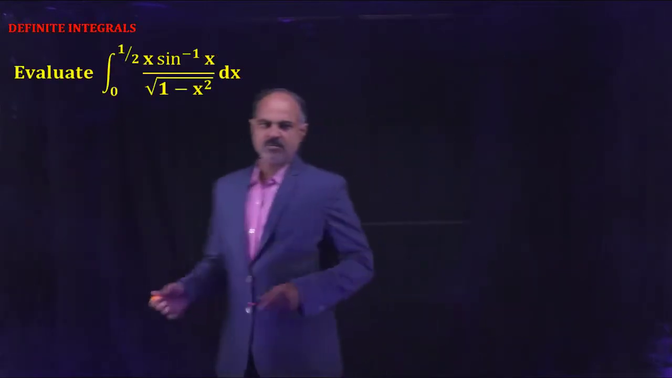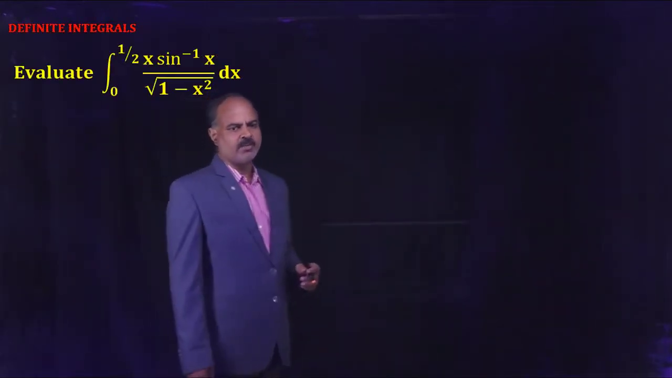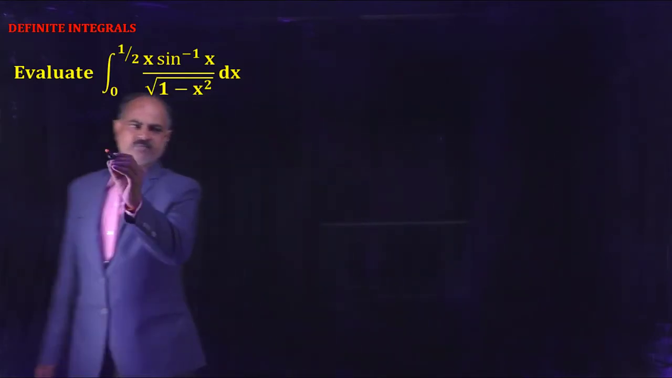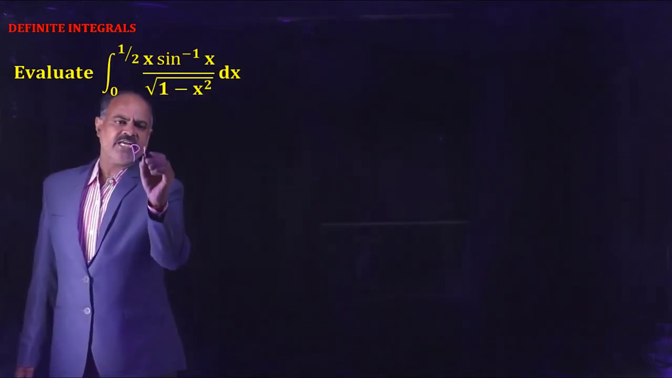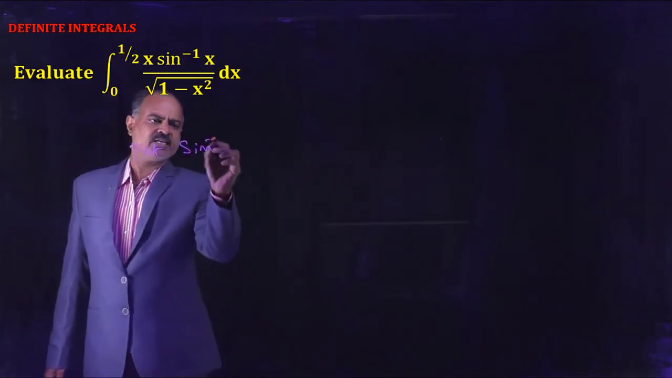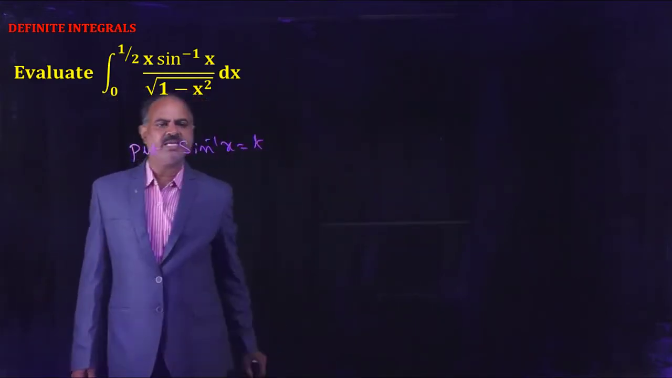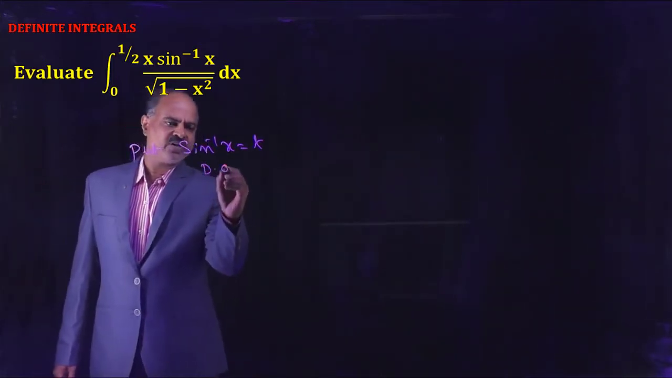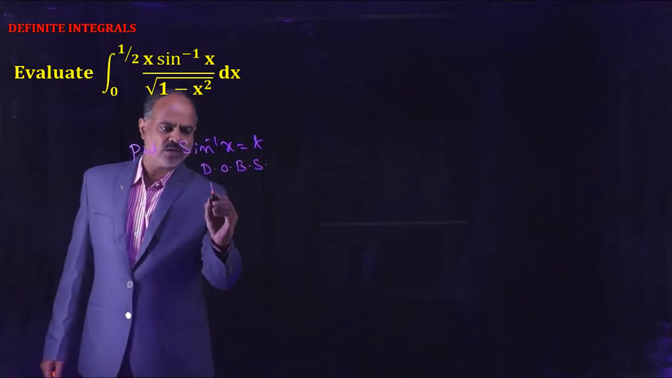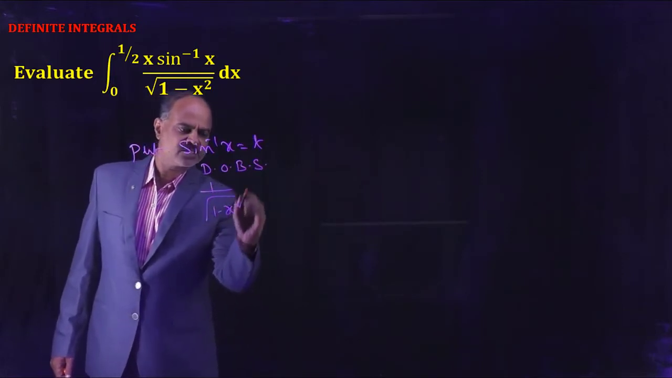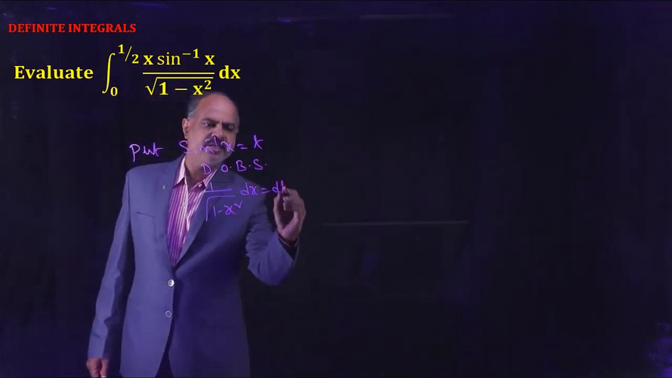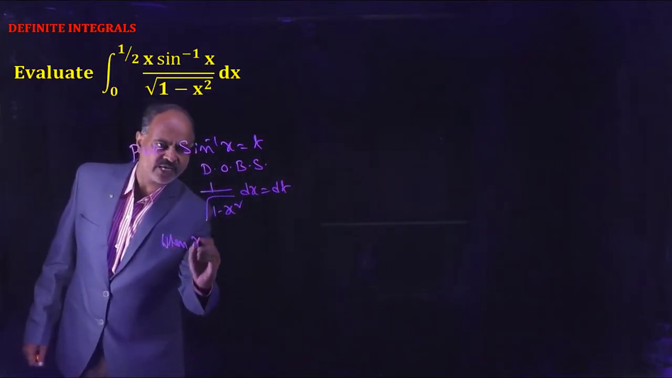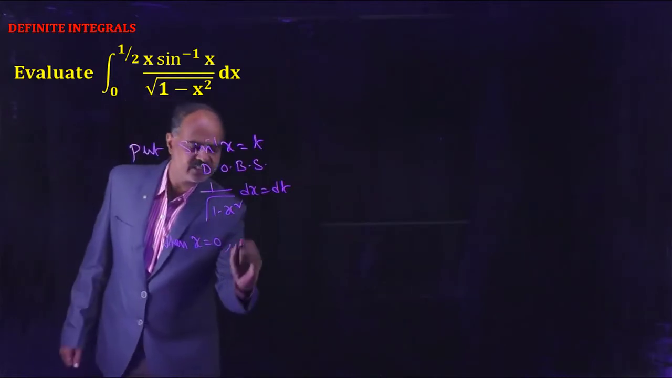Next problem, evaluate the integral from 0 to 1/2 of x sin inverse x dx by root over 1 minus x square. So here put sin inverse x equal to t. Now differentiate on both sides: 1 by root over 1 minus x square dx equal to dt. So when x equal to 0, t is equal to 0.